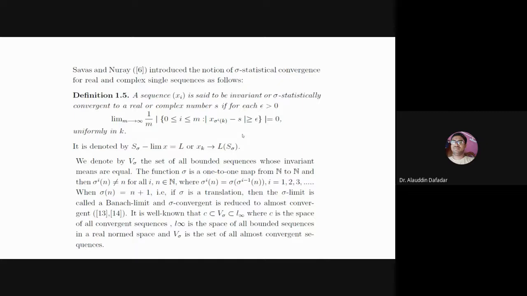Now, we define sigma statistical convergence. A sequence x_i is said to be invariant or sigma statistically convergent to a real number or a complex number s if for each positive epsilon, the limit as m tends to infinity of 1/m times the cardinality of the set of i, 0 ≤ i ≤ m, such that |x_σ^k − s| is greater than or equal to epsilon, equals 0, uniformly in k. And this is denoted by x_k tends to s, S_σ.